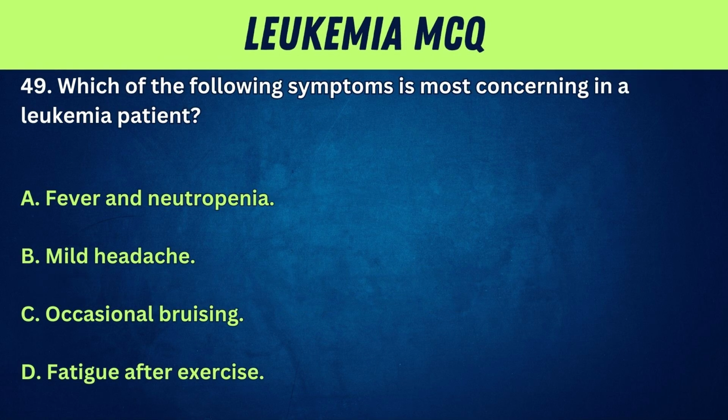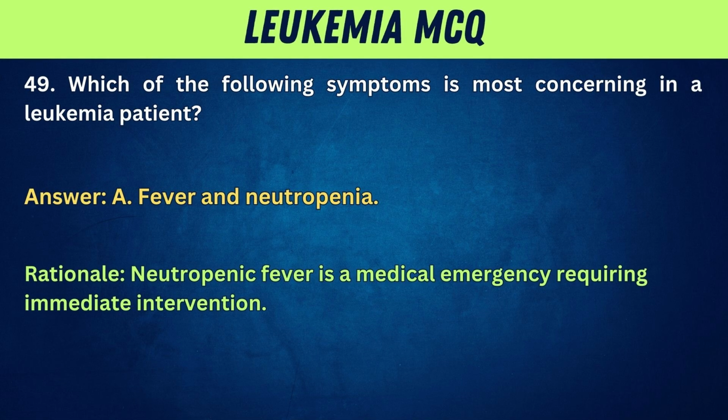49. Which of the following symptoms is most concerning in a leukemia patient? A. Fever and neutropenia. B. Mild headache. C. Occasional bruising. D. Fatigue after exercise. Answer: A. Fever and neutropenia. Rationale: Neutropenic fever is a medical emergency requiring immediate intervention.